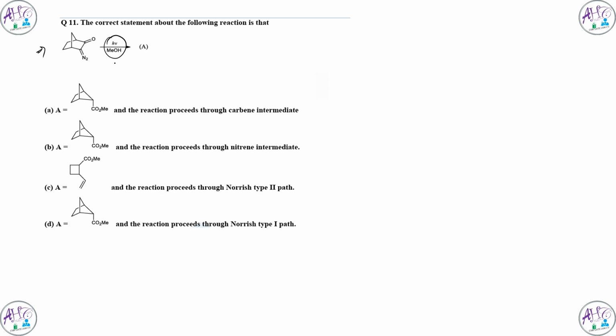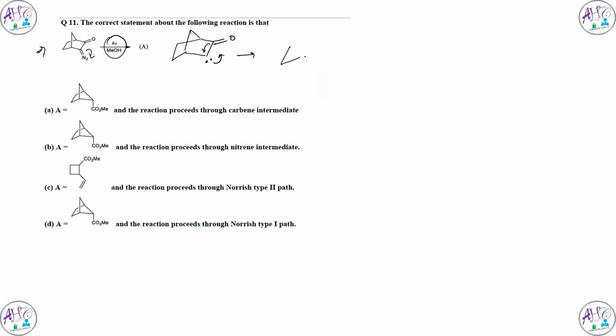So what happens, this is literally going to form your carbene. Whenever you have an N2 group, this is going to form your carbene at this position. So you'll have your carbene and then you have your carbonyl group. Your carbene will undergo an insertion reaction, so thereby this is going to form a ketene group.